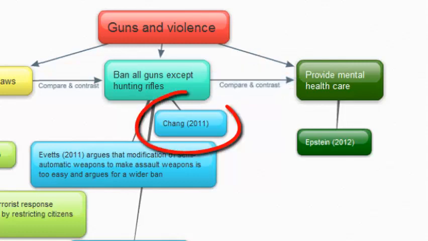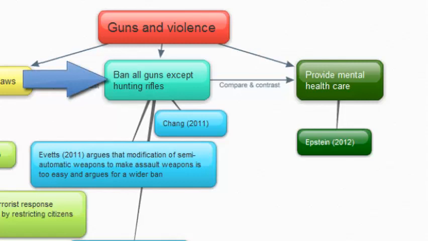Third, we've got Chang, 2011, who argues from precedents in European countries that handgun bans have greatly reduced gun violence. Let's attach him to bubble number 2. And so on with our remaining scholarly sources.